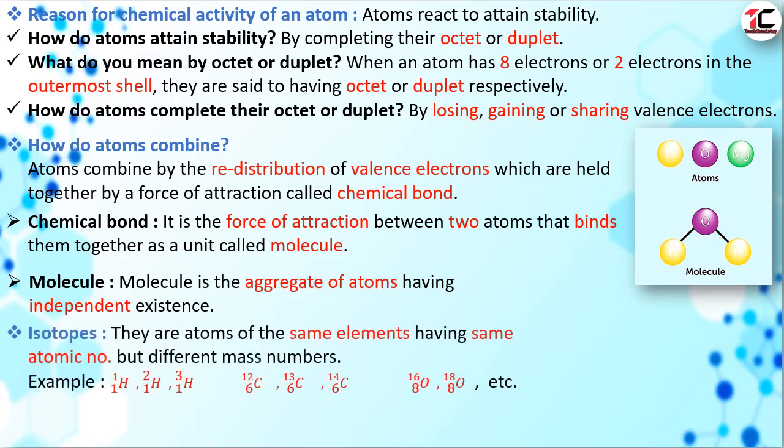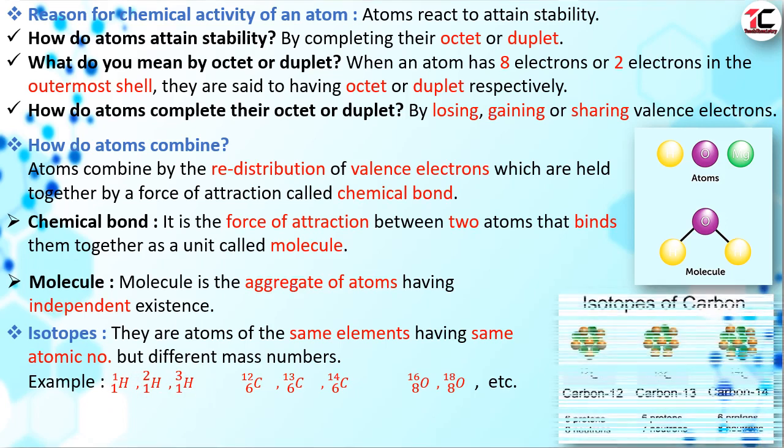Let us move to the next topic, isotopes. What are isotopes? They are the atoms of the same element having the same atomic number but different mass number. It will be clear by these examples: H-1, H-2, H-3. Here we can see atomic number 1, 1, 1, but mass number is 1, 2, 3. That means they have different mass number.